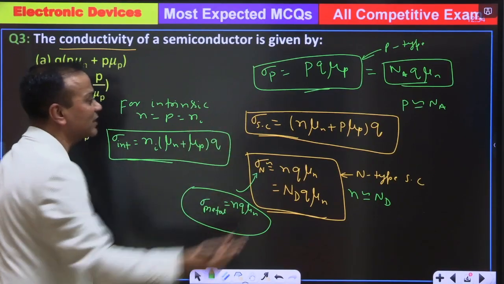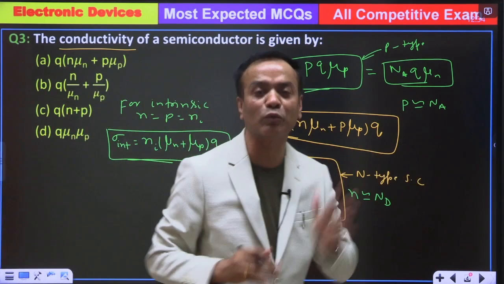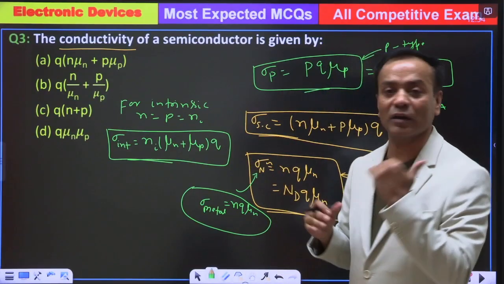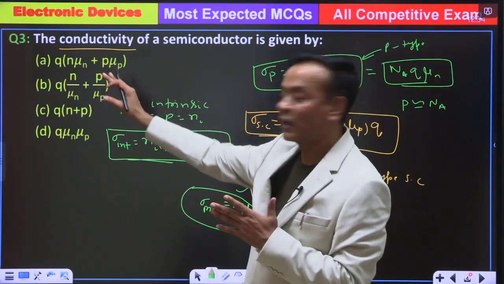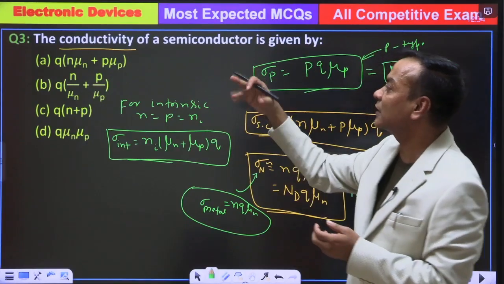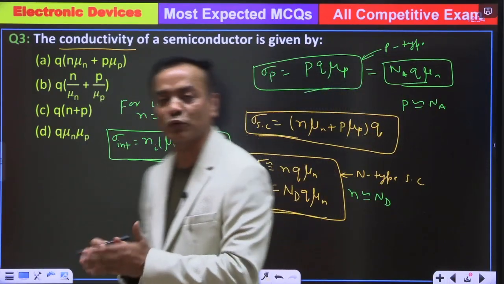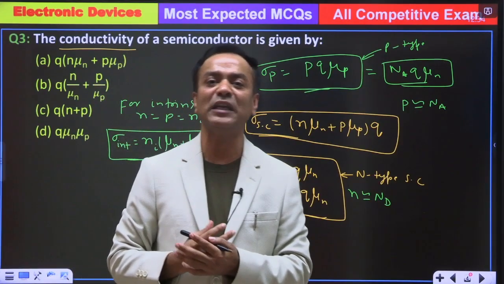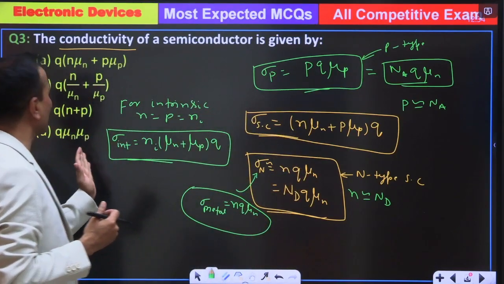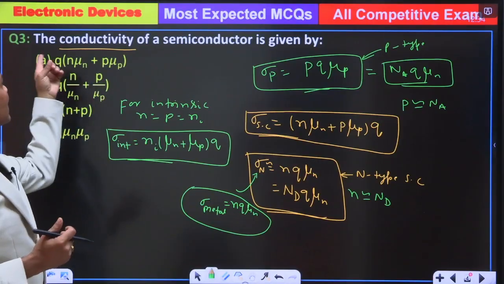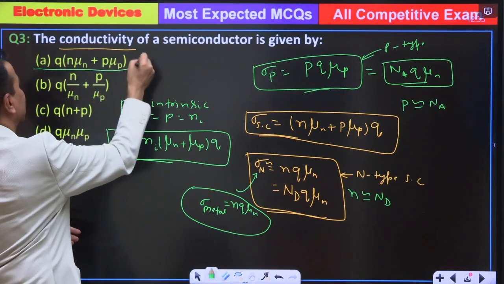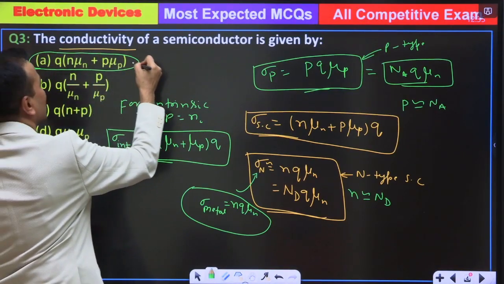My dear students, I am giving all these formulas by discussing the question itself. So you should not focus only on this question. You need to note down all these formulas also, so that if they ask other questions, you will be able to answer many more. That is why I am explaining all these things here. I hope you got the answer for this one. For the conductivity of a semiconductor, option A is the right answer.